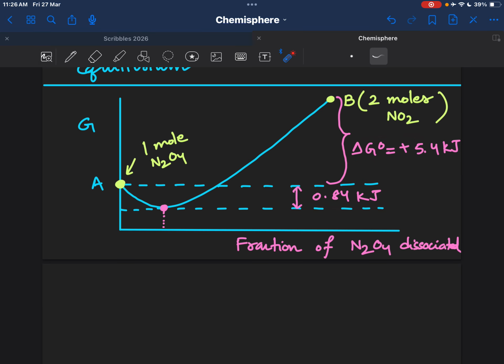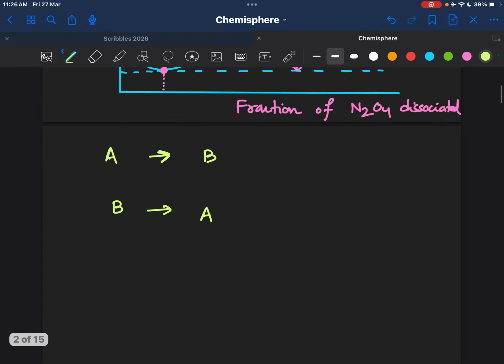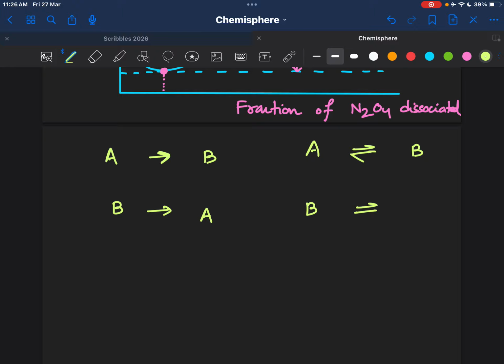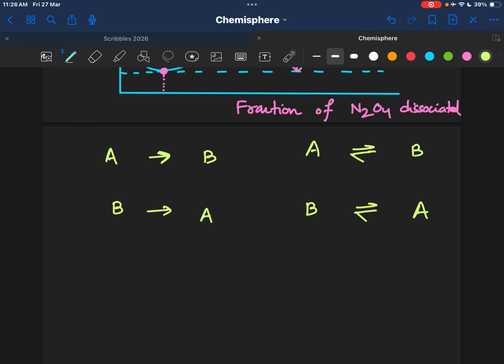Before we proceed, we need to understand a few things, like the difference between A becoming B as an irreversible reaction, B becoming A as an irreversible reaction, A reversible reaction to form B, and B reversible reaction to form A. There is a huge difference between these four things. The first one means that we have only pure A. We started with 100% A, and after a certain period of time, we get 100% of B.